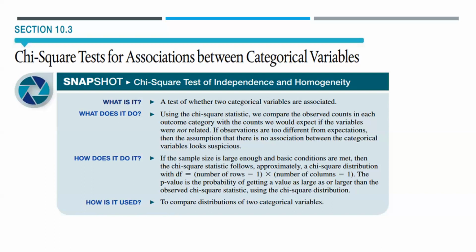From that, we get the p-value, which is the probability of getting a value as large as or larger than the observed chi-square statistic using the chi-square distribution. How is it used? To compare distributions of two categorical variables.